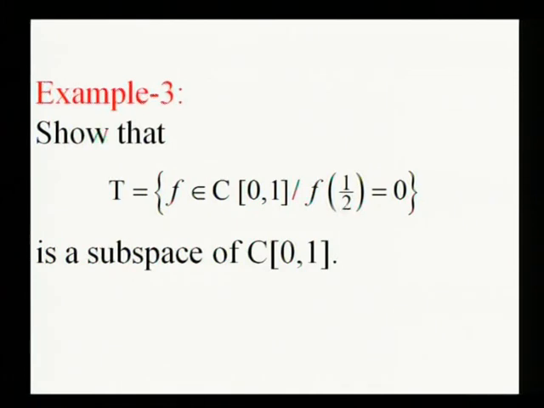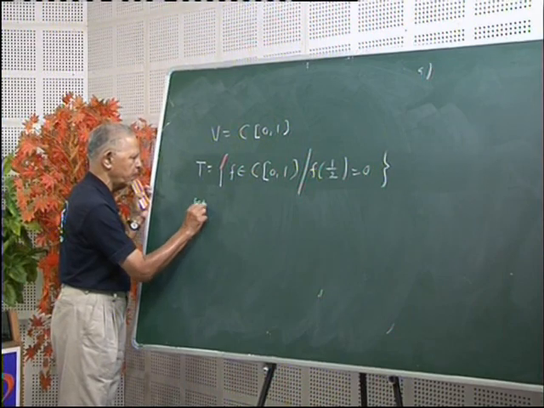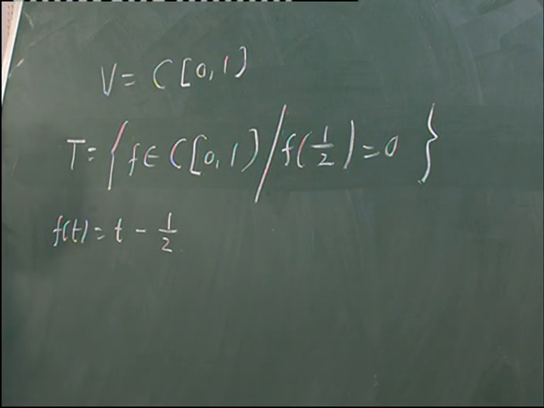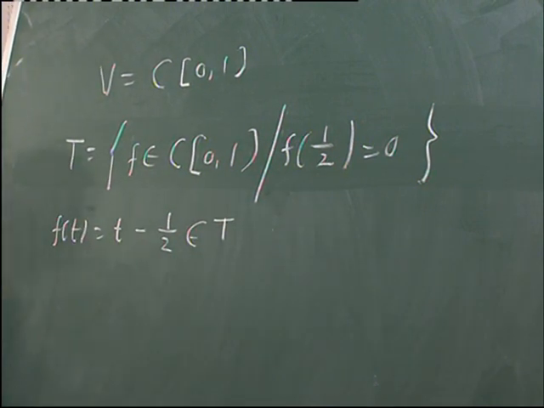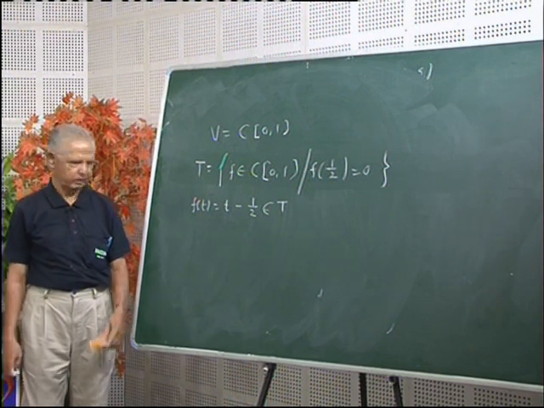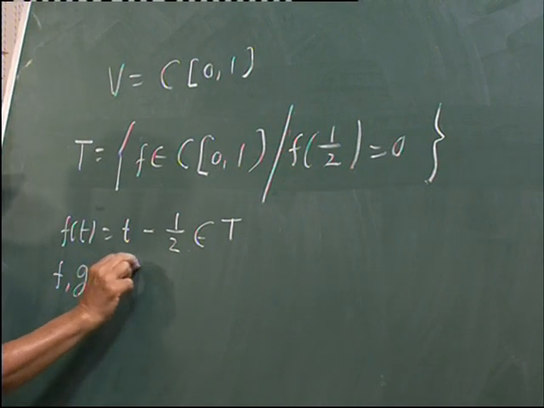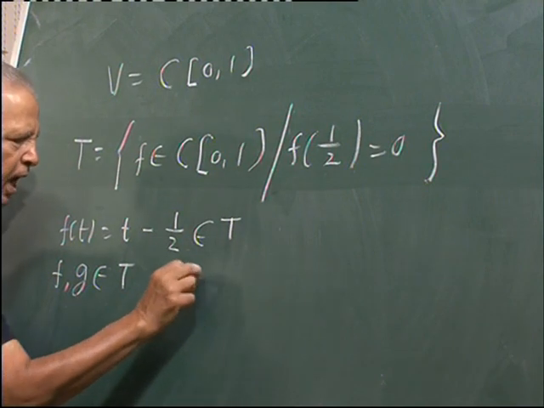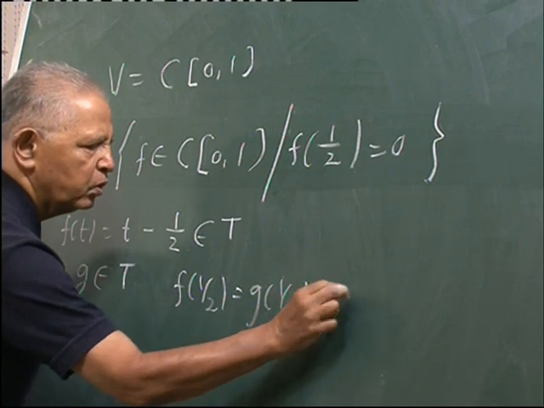First of all, we have to show that this is a non-empty subset of V, and for that we take the polynomial f(t) equal to t minus 1/2, and we can see that f(1/2) equal to 0, and so it belongs to T. That means T is a non-empty subset of V. Now, suppose f and g are 2 elements of T, then f(1/2) is equal to g(1/2) equal to 0.